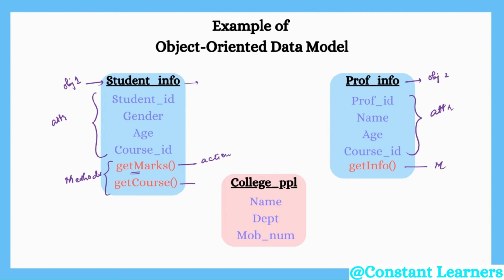Now, both of these, the students as well as the professors, belong to the same college. So we can have a class. I know this sounds very silly, but we are having a class of college_people. Both the students as well as the professors are people who are connected to the college, so they can be part of the class college_people. And the attributes of this class are name, department, and mobile number. So both the students as well as the professors are going to have some name, some department, and a mobile number. All right. I hope that the object-oriented data model was also clear.